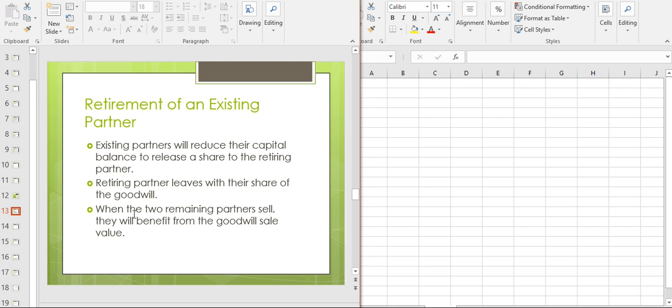Okay, so a retiring partner will leave with their share of goodwill, and so what happens to the other 2 partners? Okay, is it fair to say that their capital has gone down? Well, yes, it looks like it isn't fair, but what happens to A and B is when they sell the business on, then they will get their fair share. Okay, so when the 2 remaining partners sell, they will then benefit from the sale of goodwill. So really, partner leaves, they get their share. The other 2, in the short term, will have to bear with it. However, when they sell the business, that is when they will receive their share of goodwill.